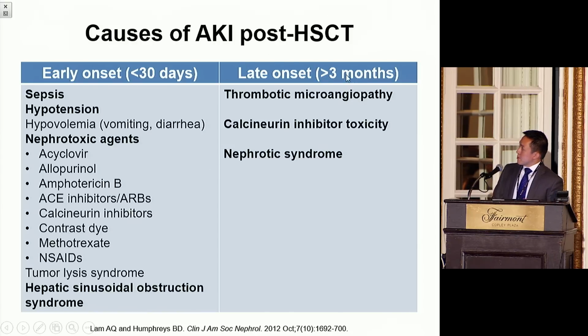In the late transplant period, the most common causes are thrombotic microangiopathy, which I mentioned earlier. Patients who are on calcineurin inhibitors, particularly those who've had an allogeneic transplant, receive calcineurin inhibitors to prevent graft versus host disease. They can develop calcineurin inhibitor toxicity. And less than 5% of patients will develop a form of nephrotic syndrome, which is typically membranous nephropathy.